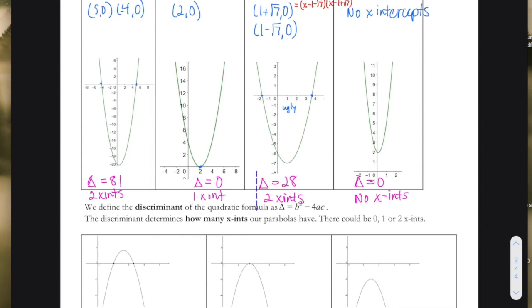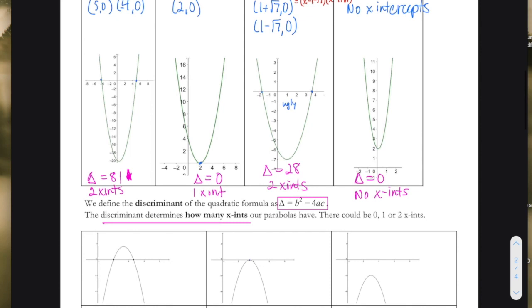Just to summarize here, we've defined our discriminant as b squared minus 4ac. And what you'll notice also is that if the discriminant is a perfect square, it's nice and easy to factor. So let's summarize this. We define the discriminant of a quadratic as b squared minus 4ac, and the discriminant helps us determine how many x-intercepts our parabola has. If the discriminant is greater than 0, we have 2.